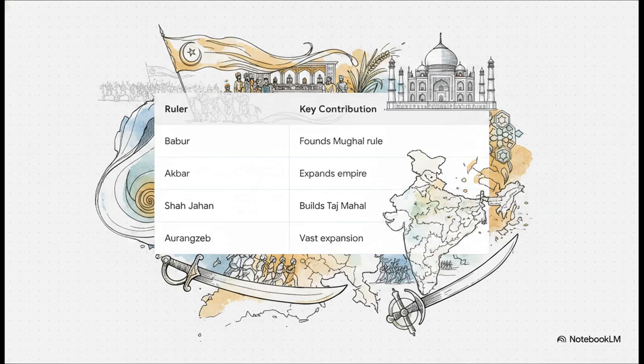He built the Taj Mahal. Finally, Aurangzeb pushed the empire to its absolute vastest territorial limits, but his endless wars severely strained resources. After his death, central authority crumbled, leaving a massive power vacuum in the 18th century that allowed regional forces like the Marathas and Sikhs to rise up.